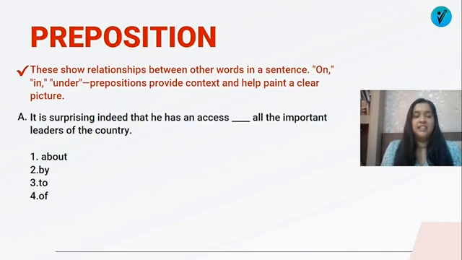It is surprising indeed that he has an access blank all the important leaders of the country. So access about? You have information about, not access about. Access by all the important leaders. Access for could be possible, but why access by? It does not make any sense. Access to leaders is possible when you can reach out to them. Access of all important leaders, these are all living things, and you cannot have access of something. So it will be access to. So option 3 is the right answer.